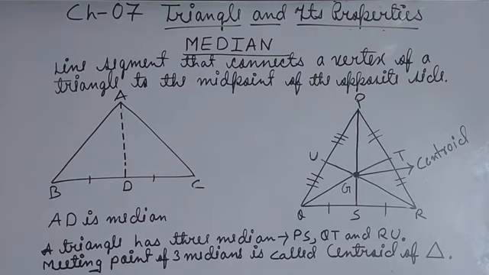And every triangle has 3 medians. At the point where the 3 medians intersect, or we can say meet, that point is known as the centroid. So I hope you understood. Now we'll move to the next property of the triangle, that is altitude.